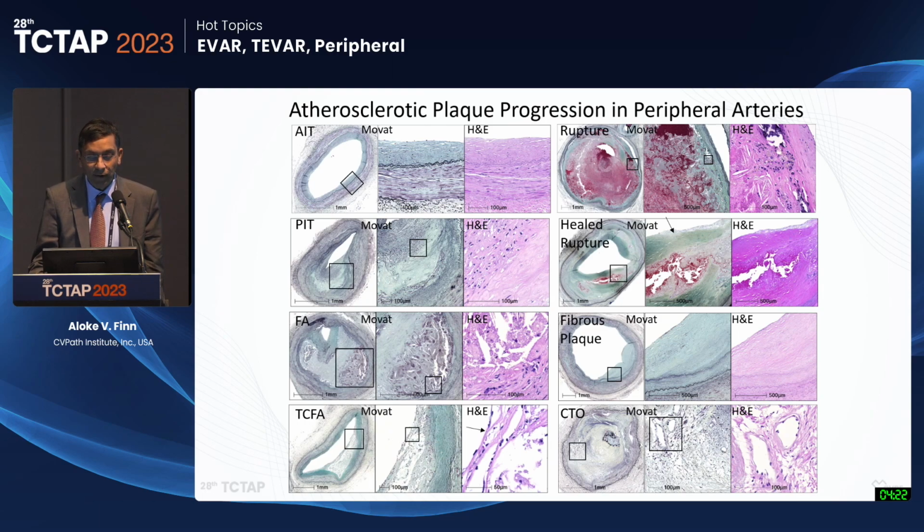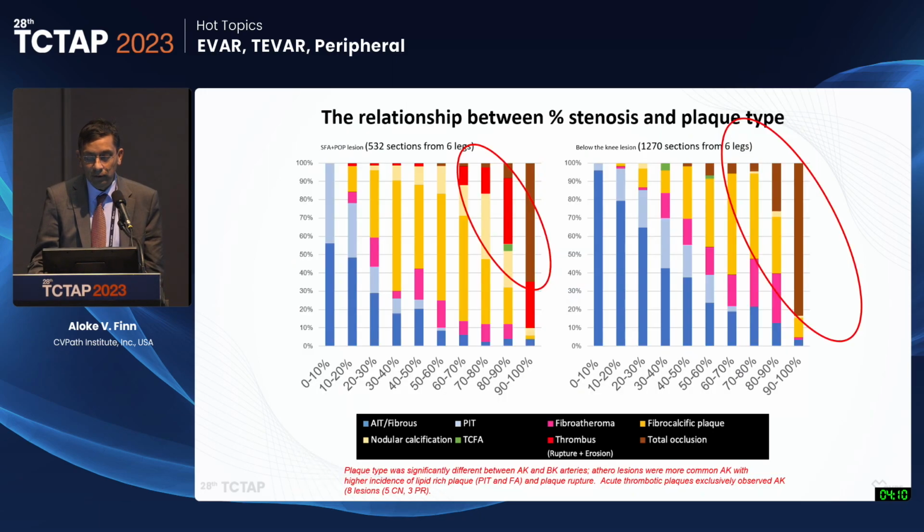They resemble the plaques found in coronary arteries. You can see the progression is very similar: we saw fibroatheroma, thin cap fibroatheroma, ruptures, healed ruptures, all the things you would see in a coronary tree you might see in peripheral vascular disease. But now we divided these in terms of the type of plaque above the knee and below the knee. Left is above the knee, SFA popliteal, and right is below the knee.